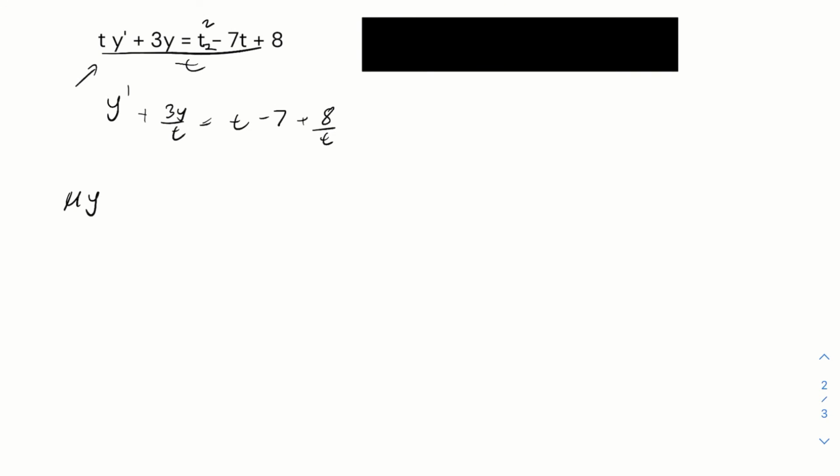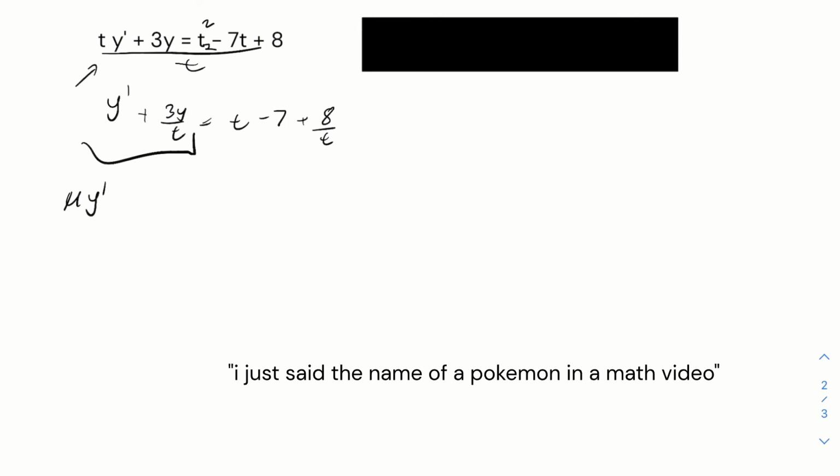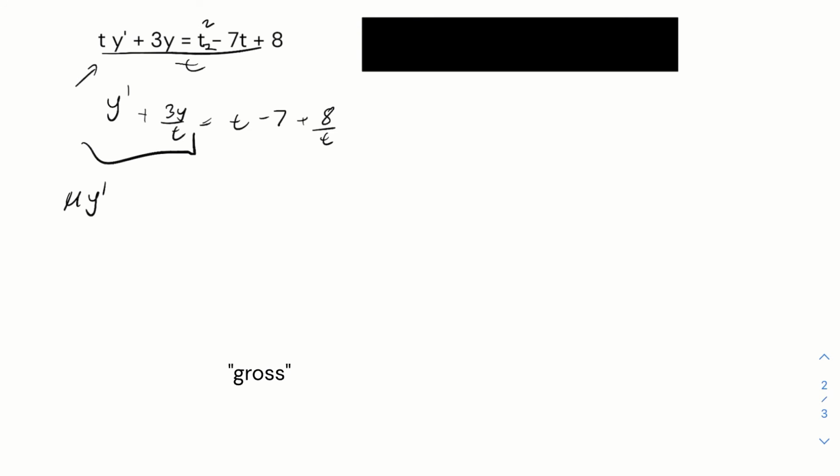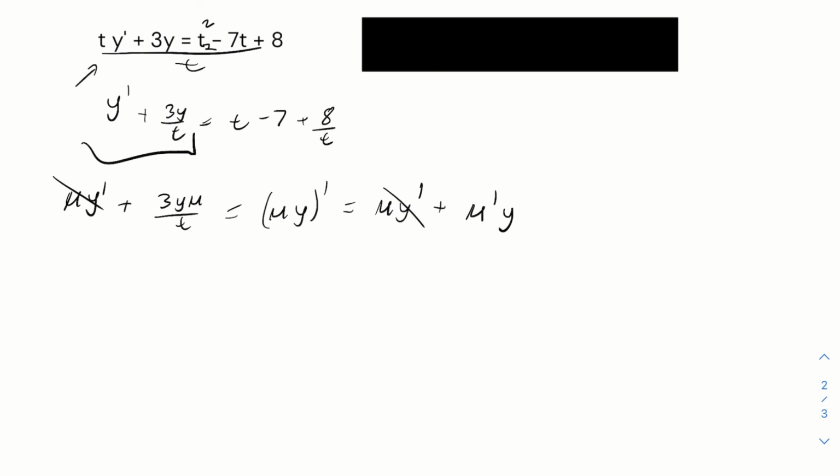So we're going to multiply this side by mu, and we're going to multiply that by mu too, but we're going to leave that for later. Okay, so 3y mu over t, and now mu y prime equals mu y prime plus mu prime y. Okay, and that was pretty easy.